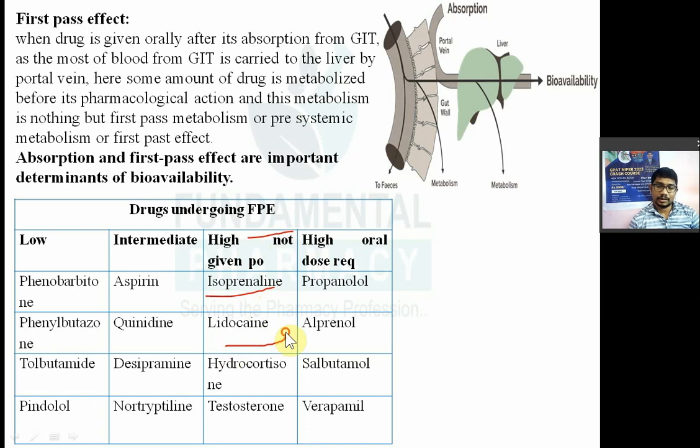Now again, these drugs also: propranolol, alprenolol, salbutamol and verapamil are also known as class 1 drugs. They also have low oral bioavailability, and that's why the dose of these drugs is increased. Why? Because they undergo metabolism. They are given orally and still have a high first pass effect, but their dose is increased.